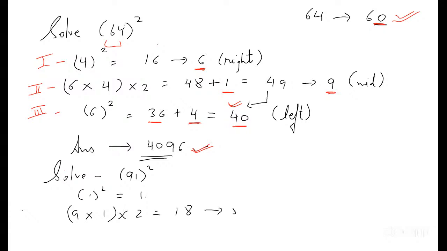In the third step, we do the square of 9. So how much? 9 nines are 81, plus the 1 from the previous step we add to it. So we'll get 82. So the final answer becomes 8281. Okay, well done. Now try out another one.